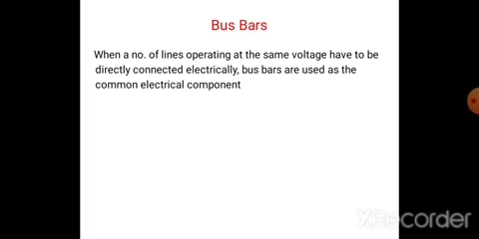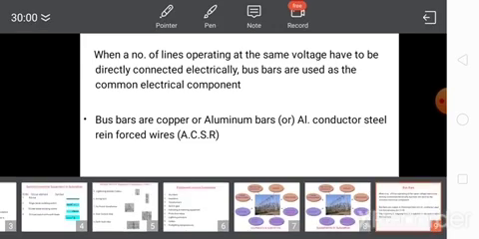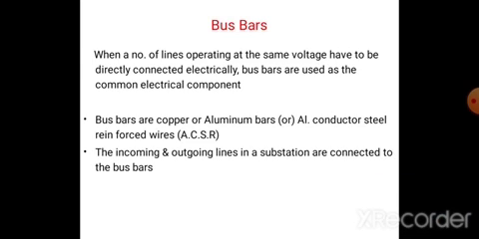The bus bars are copper or aluminum bars or ACSR conductors, aluminum conductor steel reinforced. In our practical case we are using only ACSR, aluminum conductors. The incoming and outgoing lines in a substation are connected to the bus bars. So incoming and outgoing conductors are known as bus bars.